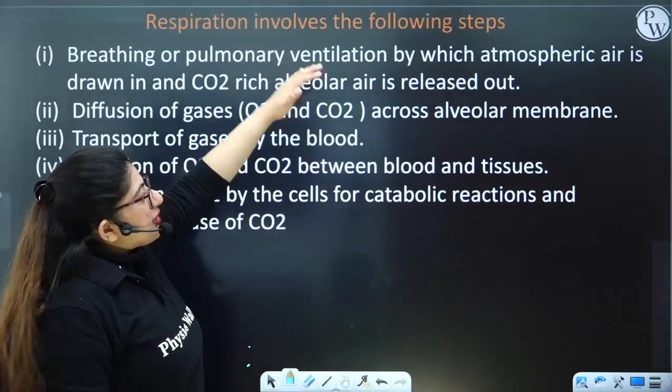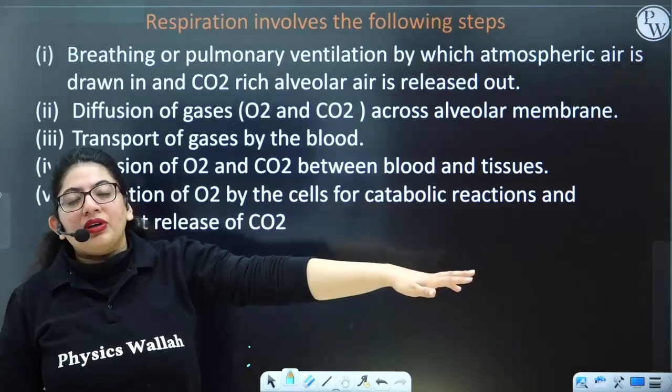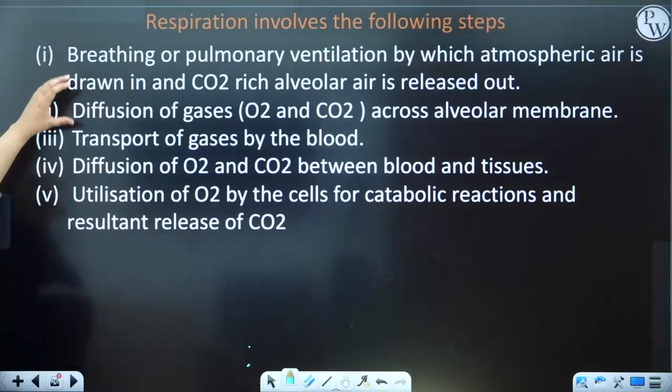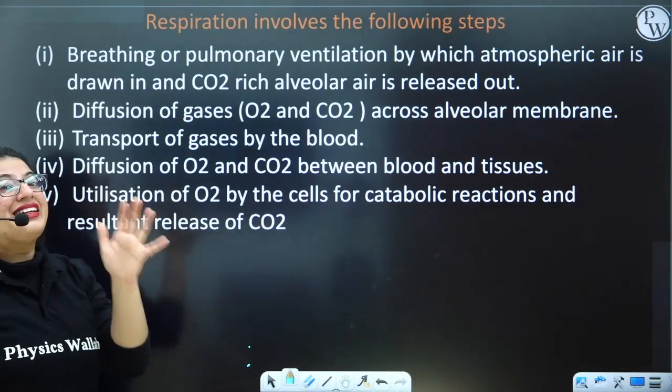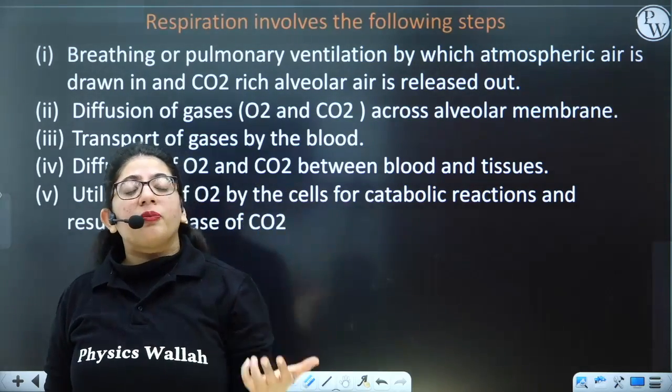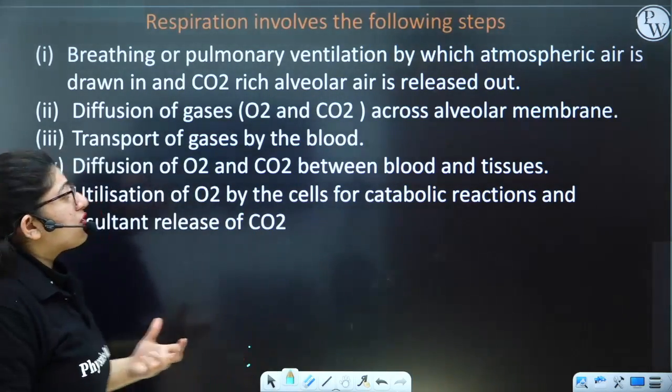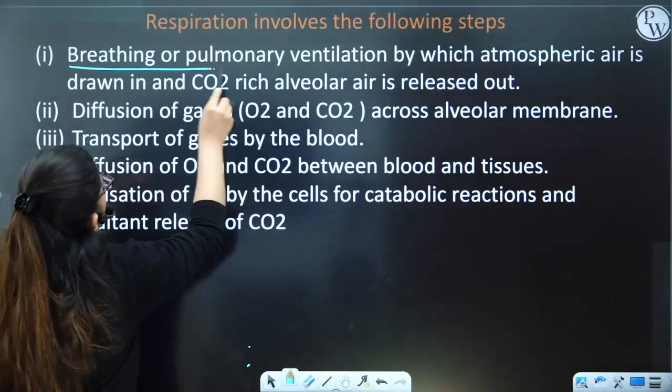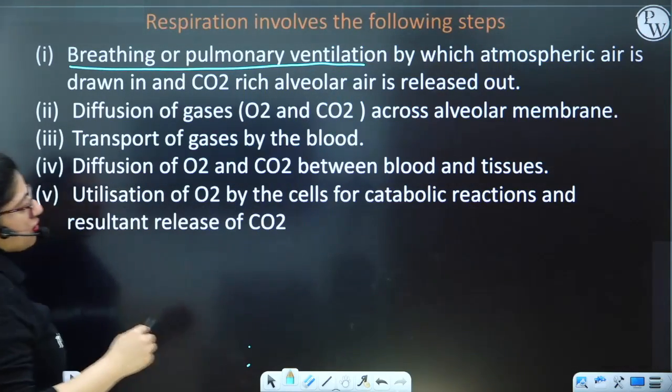These processes are all very important in this chapter. We are going to discuss all these 5 processes in detail here, right? So this was just a crux of how the respiration and breathing process takes place. So since the first process is breathing or pulmonary ventilation, let's talk about it.